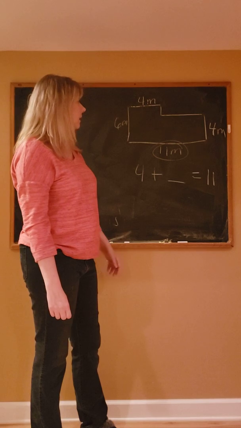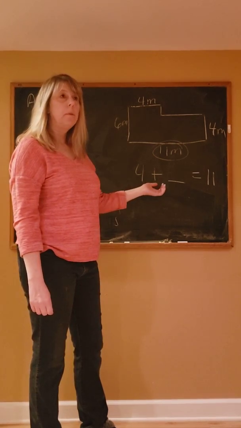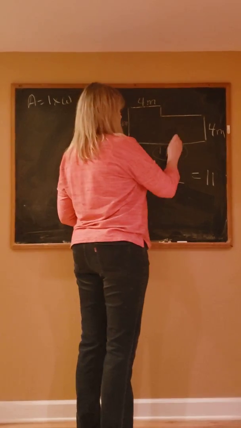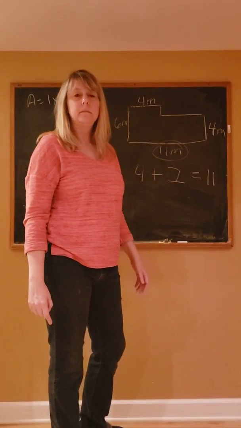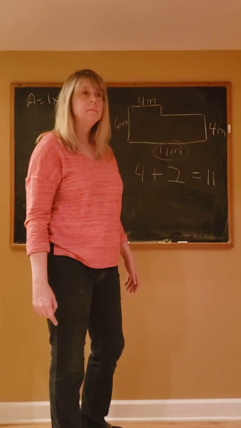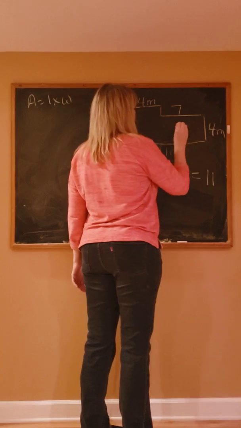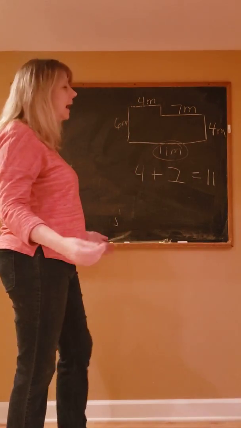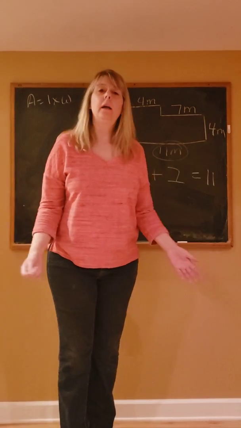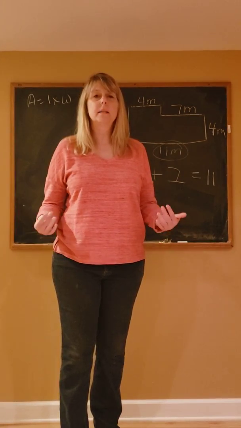All right? Well, that's easy. What is 4 plus 7? 4 plus 7 is 11, right? All right, so this number has to be 7 meters. Now I'm all set. Now I can go ahead and find out the area of my composite figure.